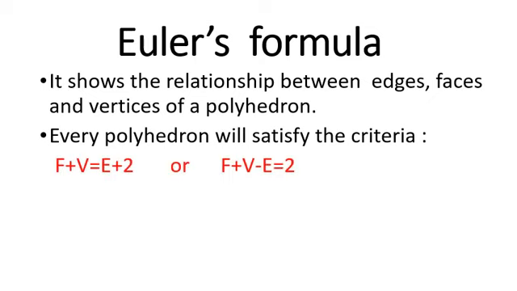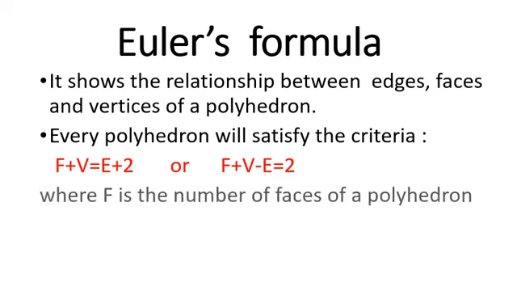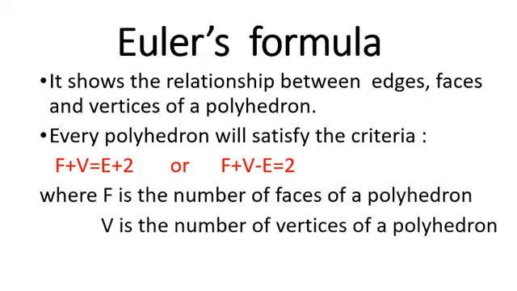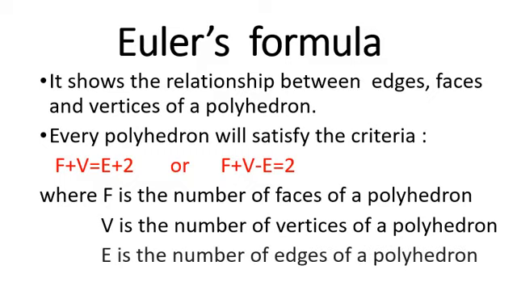So this will be F plus V equals E plus 2. For a given solid to be a polyhedron, this criteria should be satisfied. If this criteria fails, then the given solid is not a polyhedron. Where F is the number of faces of a polyhedron, V is the number of vertices of a polyhedron, E is the number of edges of a polyhedron.